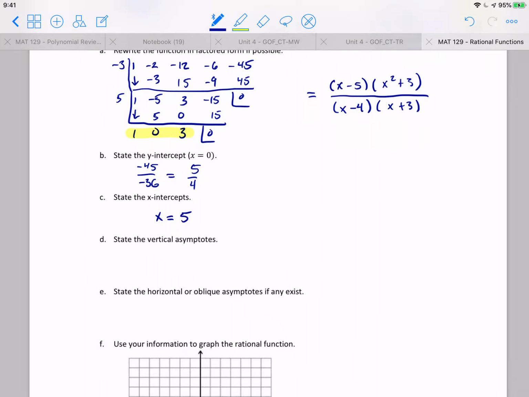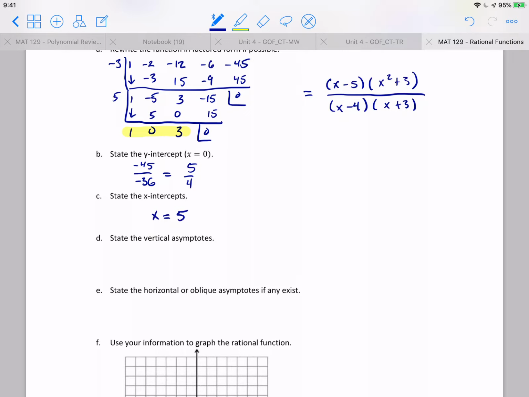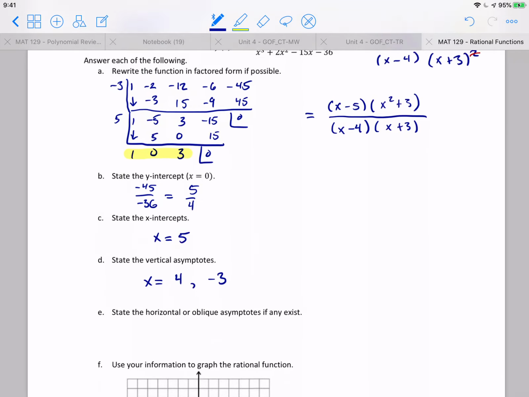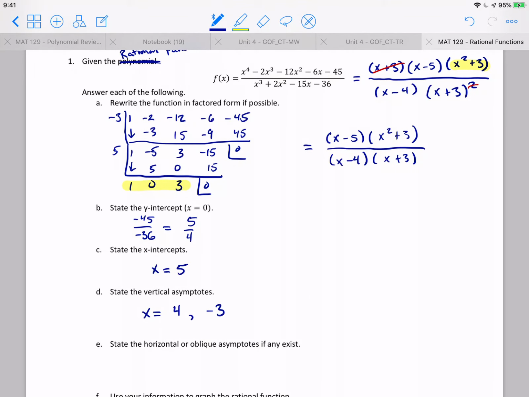Vertical asymptotes. Remember, vertical asymptotes come from the factors in the denominator, and so x equals 4 and -3. Now we did get 1 power of the x plus 3 factor to cancel, but we didn't get the whole thing to cancel, so that is still a factor, and therefore that is still a vertical asymptote. Remember, if it completely canceled, that would be a hole in the function, but that factor did not completely cancel.